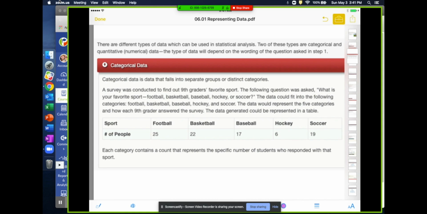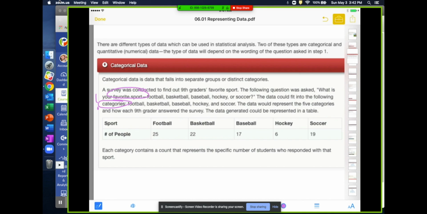So expanding a little more on the two different types of data, we have our categorical data. So like I was saying earlier, it really separates your data into different categories. That's how I think of it. So a survey was conducted to find out the ninth graders' favorite sport. We have football, basketball, baseball, hockey, or soccer. Data could fit into the following categories, depending on what they answer. The data would be represented in the 5 categories.